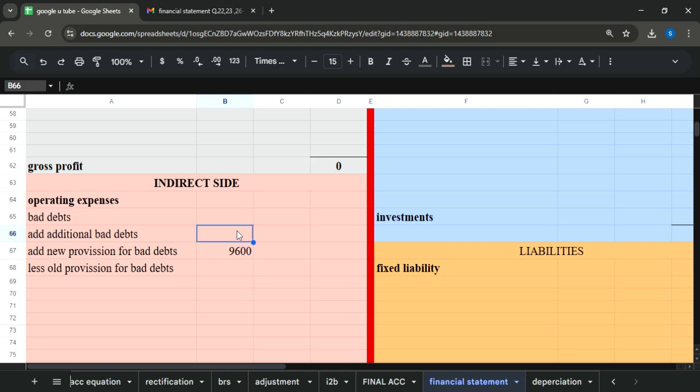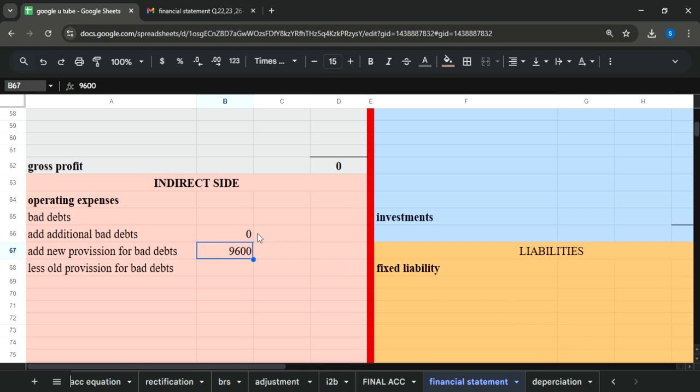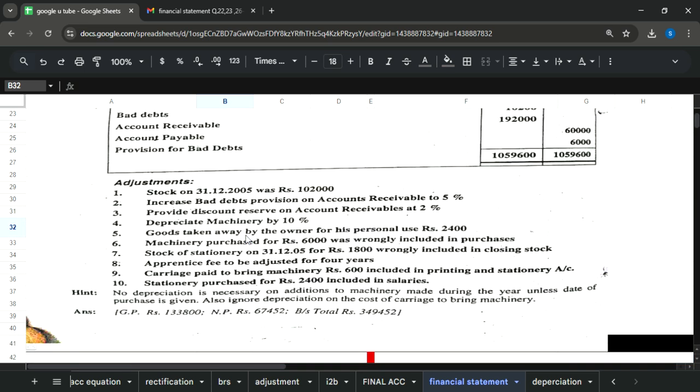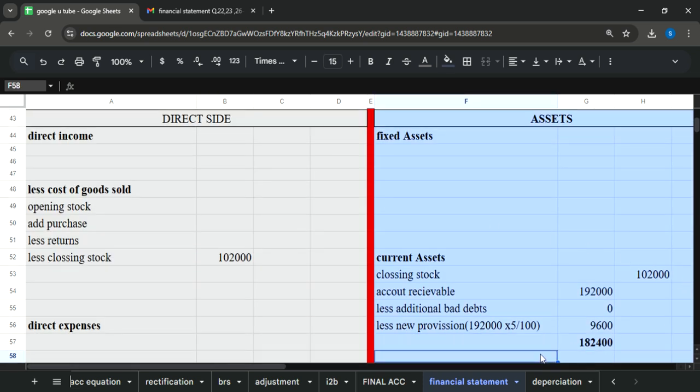Operating expenses, additional bad debts are not given. It means both additional bad debts and new provision are now having two effects: one on the left side, operating, one on the right side, current asset. In this way our second adjustment has been completed. Now third, provide discount reserve on account receivable 2%. This is what I was saying, why I have highlighted it, and here note it very carefully.